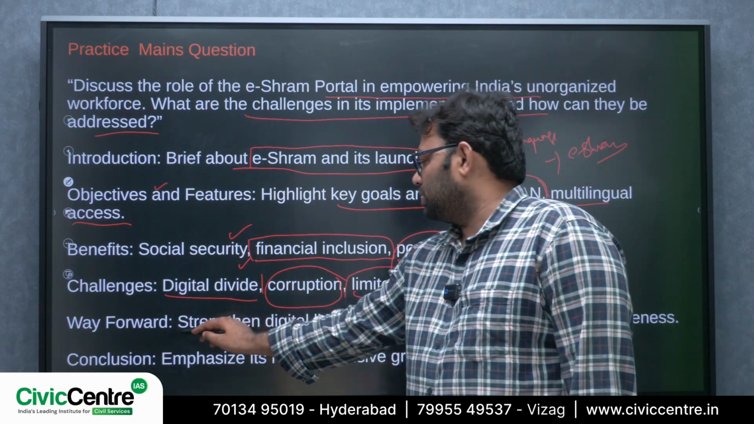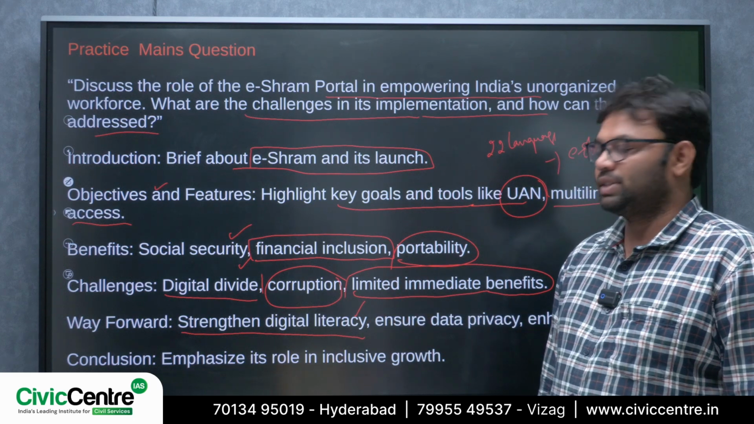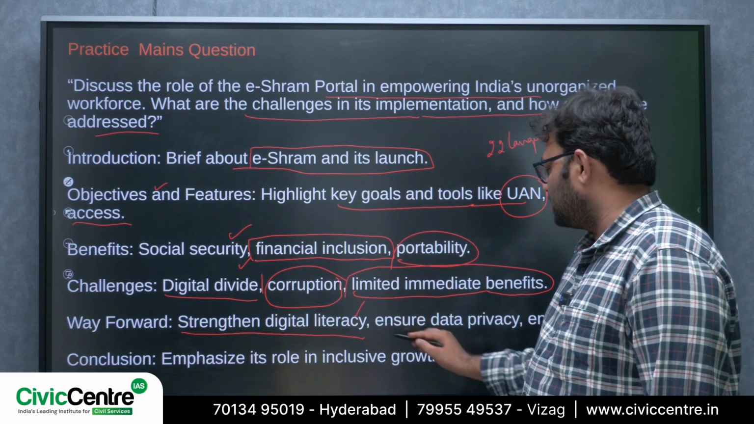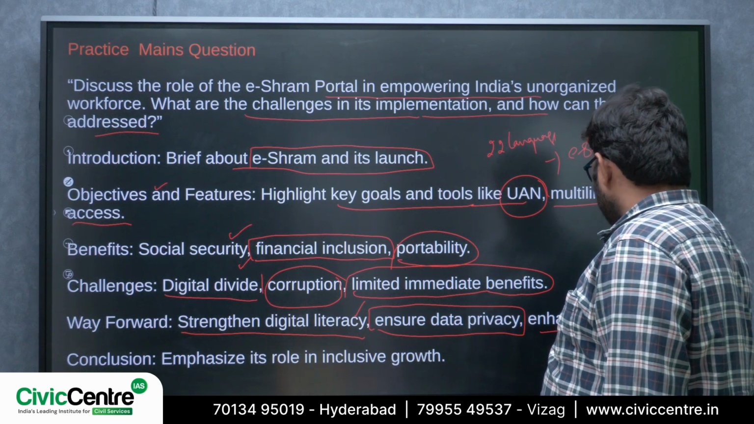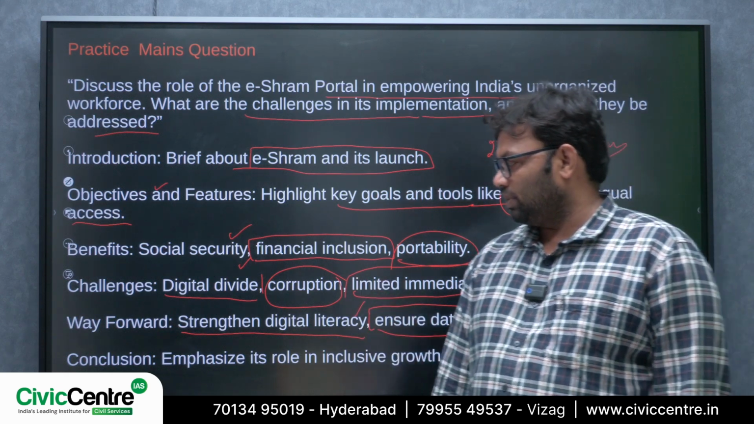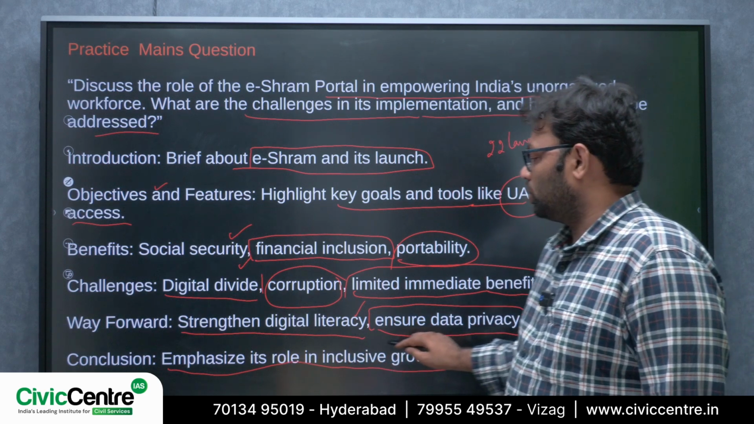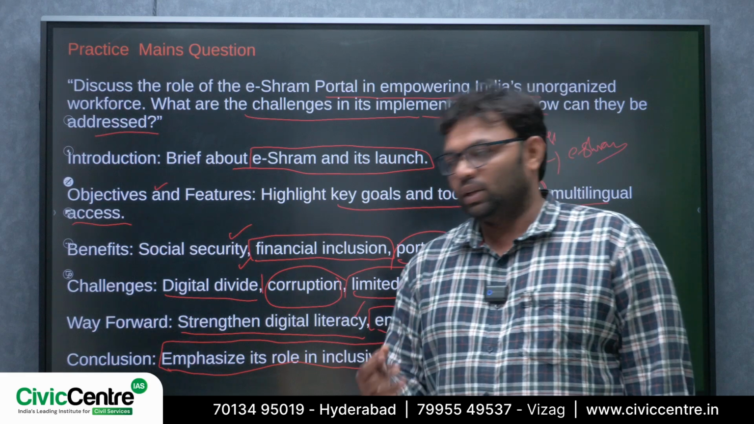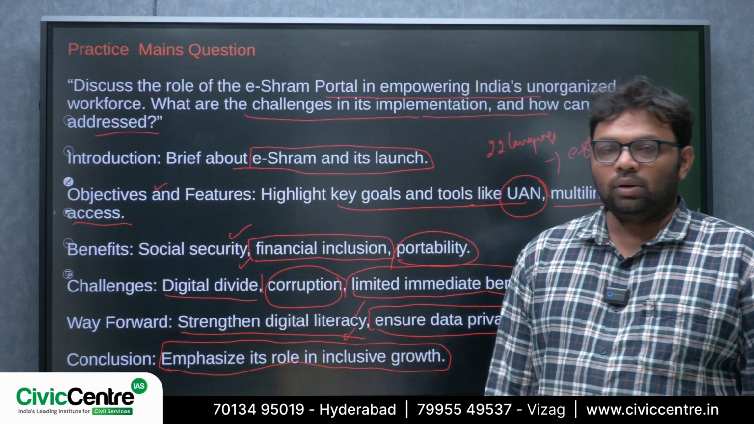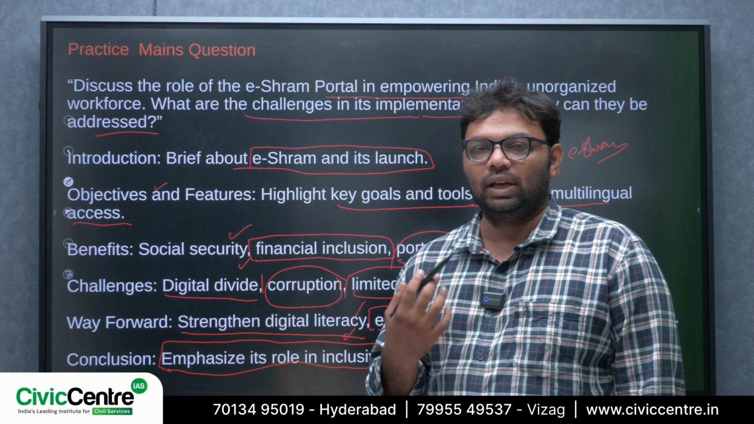What is the way forward? Strengthen digital literacy. Obviously you need to provide digital literacy and strengthen their skills. Ensure data privacy and enhance awareness. These are some of the ways forward. And conclusion, emphasize its role in inclusive growth. How this E-shram portal plays an important role in the inclusive growth of this economy.